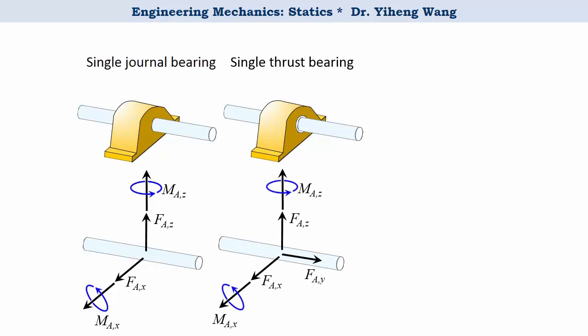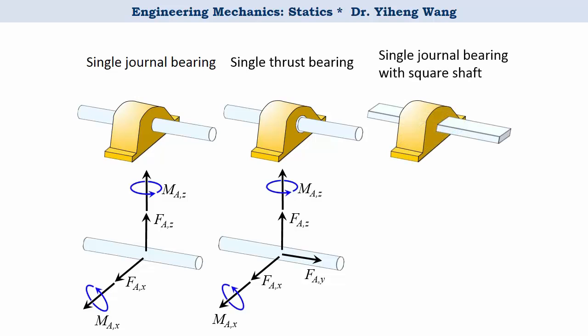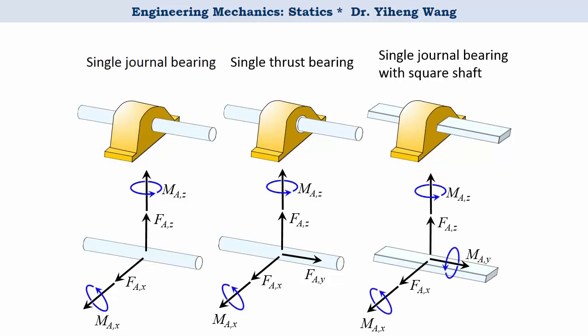And lastly, let's look at the single journal bearing with a square shaft. And again, it looks similar to the first bearing, but now it has a square shaft which won't rotate. Therefore, when compared to the single bearing with a circular shaft in the first image, this one exerts an additional couple moment about the y-axis. Please note, if these bearings are used in series or in combination with other supports, then the couple moment support reactions might not need to be considered. Just consider the force reactions.